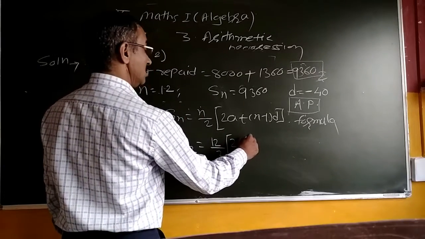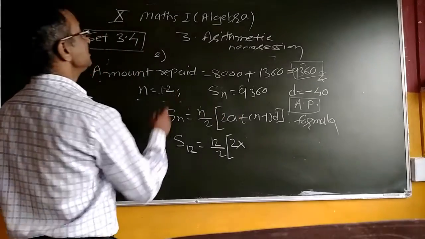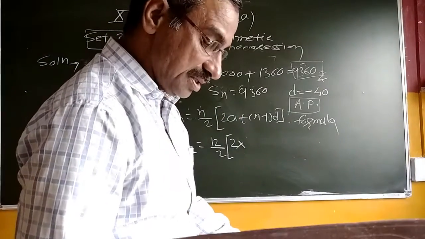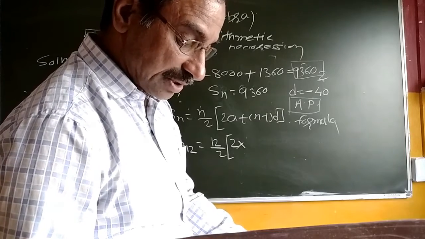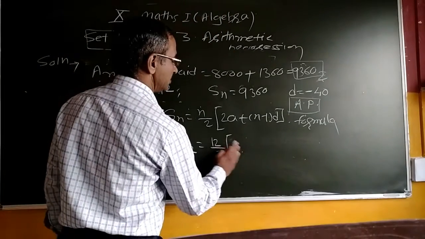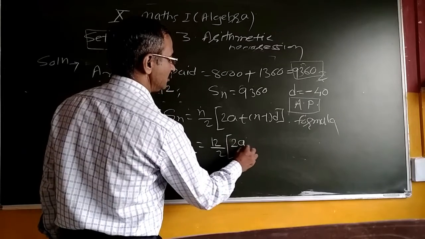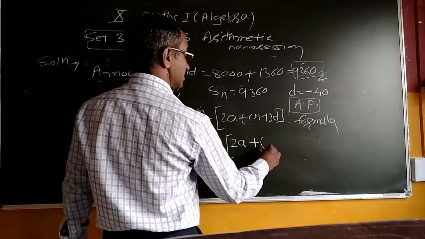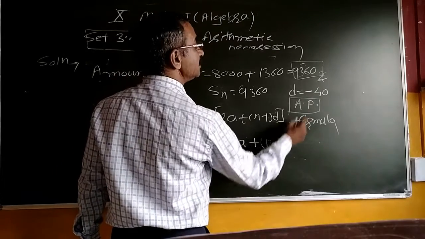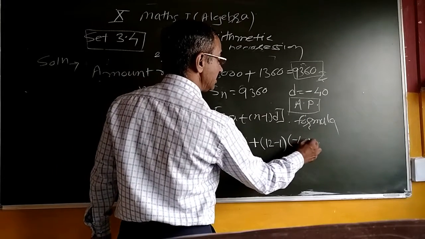A's value is the first installment. What is it? We want to calculate it, so that is not given. We want to find out the first installment, plus n's value is 12 minus 1, and d's value is minus 40. So it is taken in a bracket.